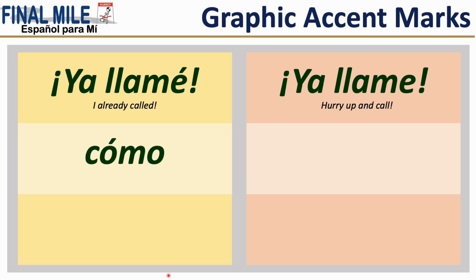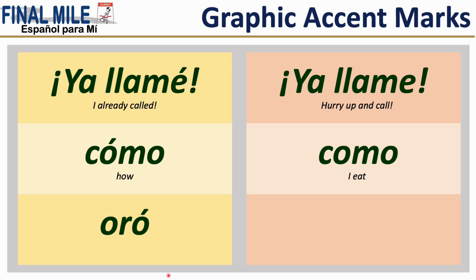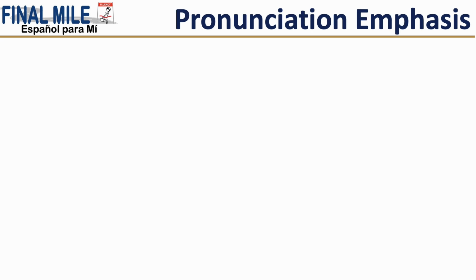Let's look at another example, okay? ¿Cómo? Okay? ¿Cómo is a question word. How? Without the accent, it actually sounds the same, okay? But it means something else. I eat. You would be able to tell from context which one it is. Oró, which means he prayed. Without the accent mark, it sounds oro. Listen again. Oro, oro. And it means gold. Big difference in meaning. Okay?